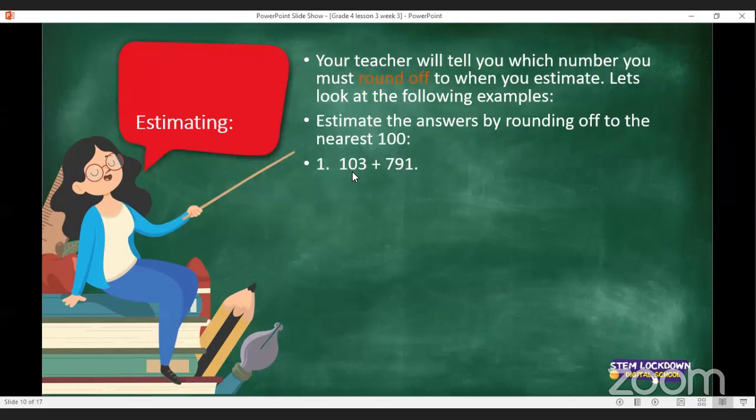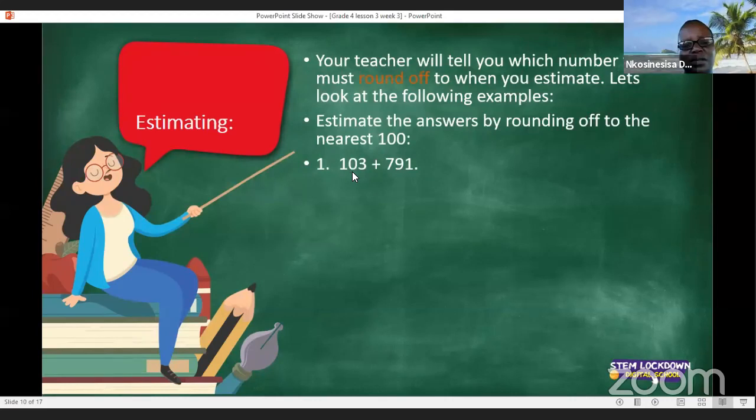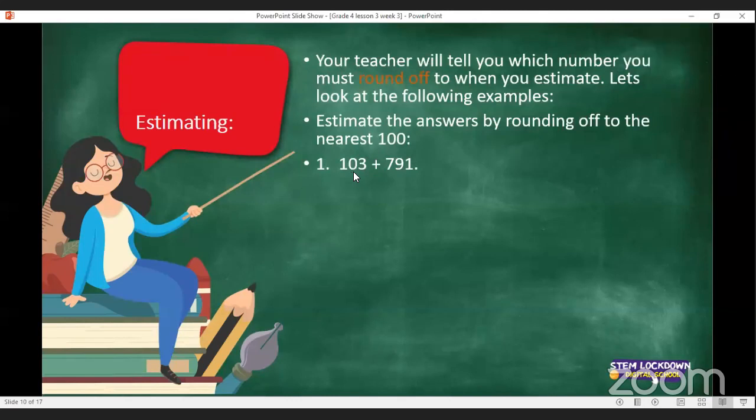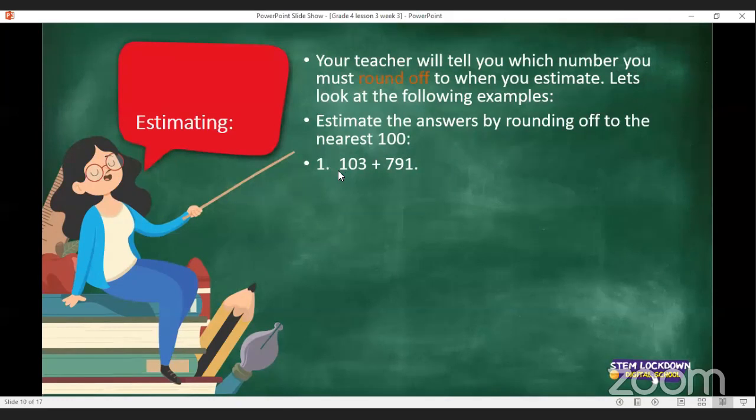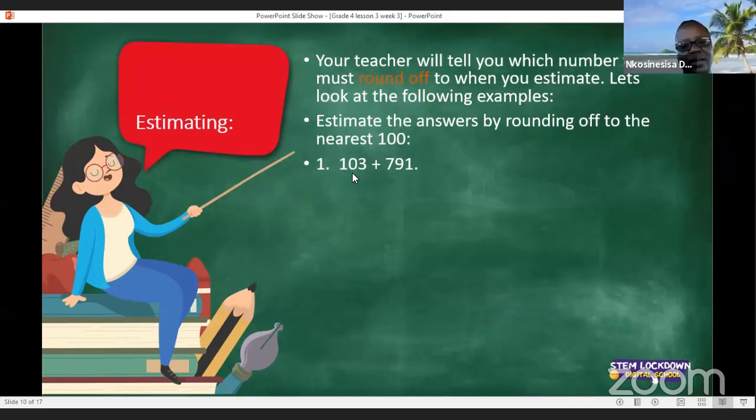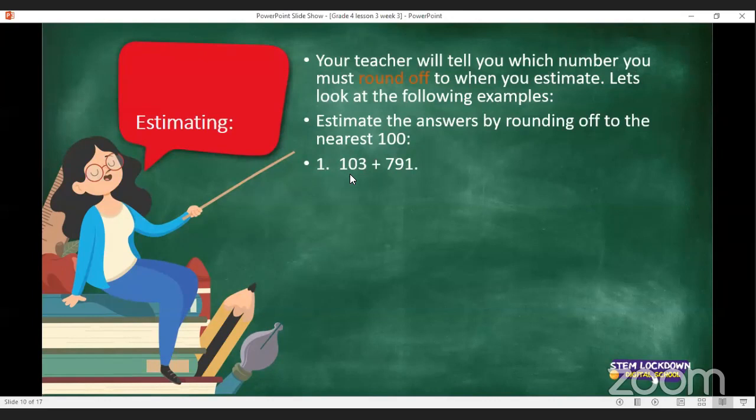0. Yes. And then what do we ask ourselves about the 0? Is 0 5 or more, or is it 4 or less? 4 or less. Okay, so what happens to the 1 if 0 is 4 or less? Does the 1 change? No. Okay, so what will be the answer then? 103 to the nearest 100. What is the answer then, Naledi?